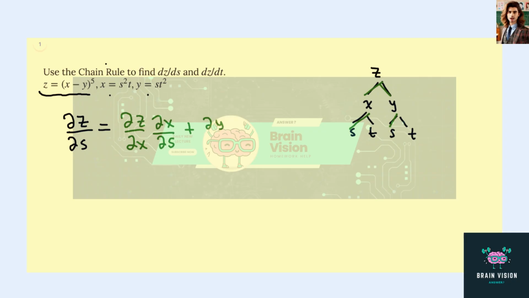Excuse me, that should be dz over dy, dy over ds. And then before we go to the other partial derivative, let's just go ahead and compute this. So the derivative of z with respect to x, you can just use the power rule. I'll start writing that in now. So that's 5 times (x minus y) to the fourth power, dx over ds, use the power rule here again.